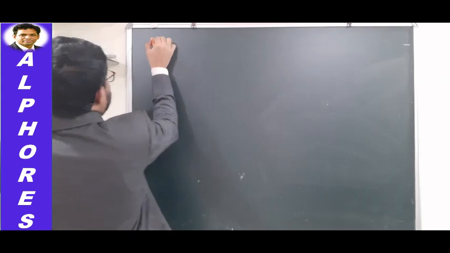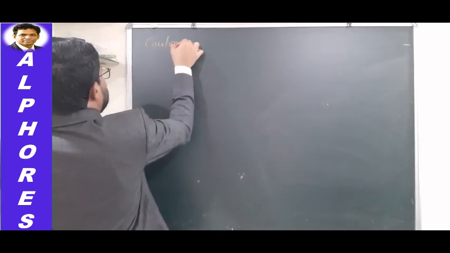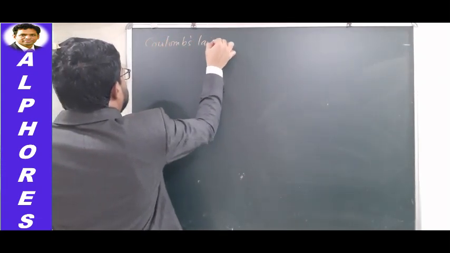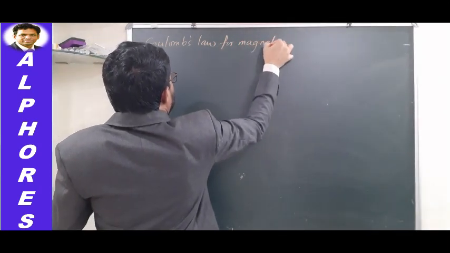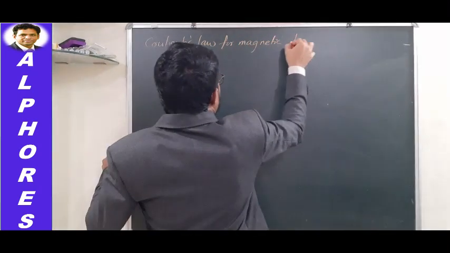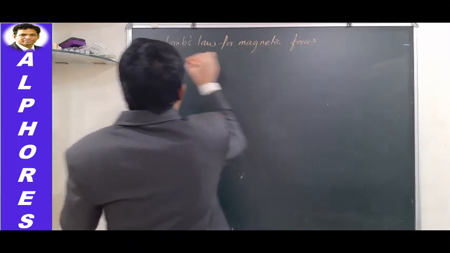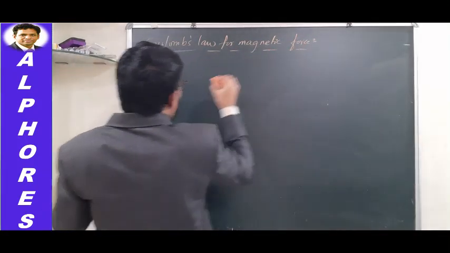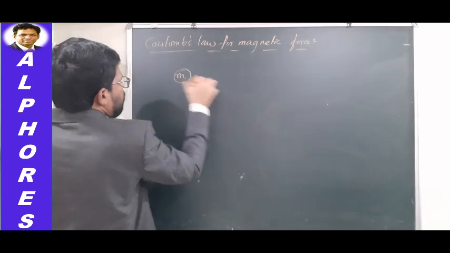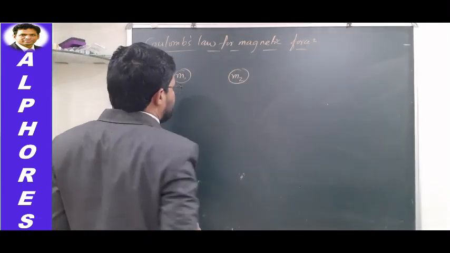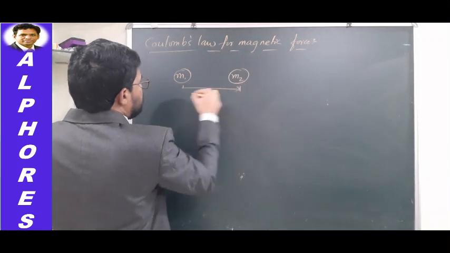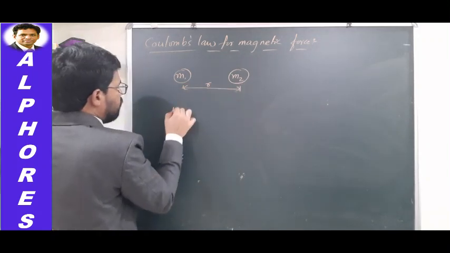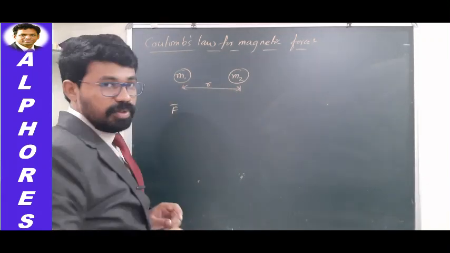Coulomb's law for magnetic force. For example, if you have two isolated poles, M1 and M2, with pole strengths M1 and M2, and the separation between these two poles is R, then according to Coulomb's law for magnetic force, how can it be written?